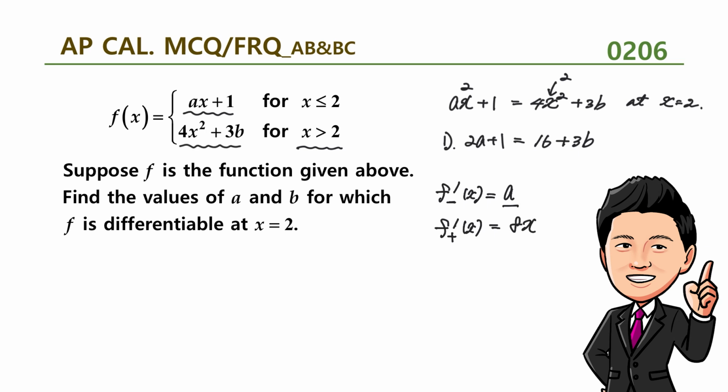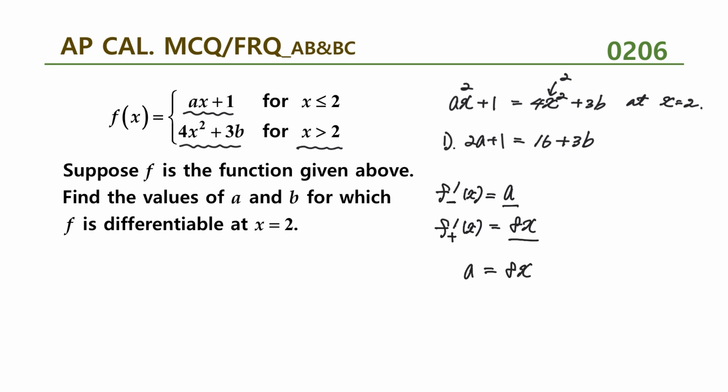So these two must be equal to each other. A must be equal to 8x at x equal 2, right? So if x is 2, a is equal to 16. Okay, so substitute 16 for a right over here. Then we'll be able to find the value of b, right?